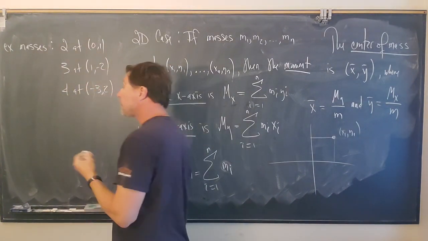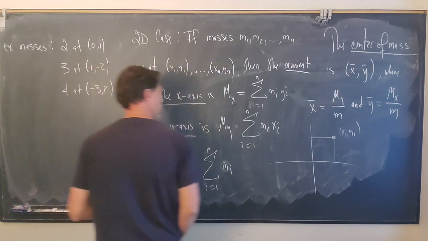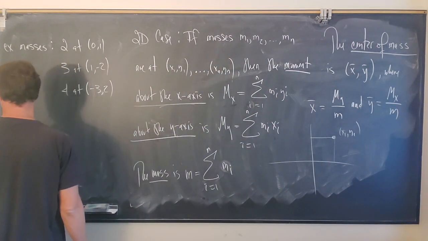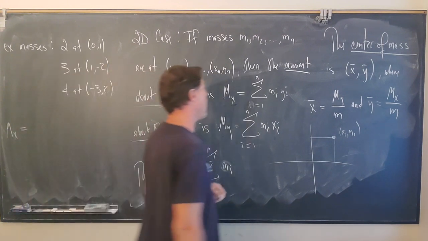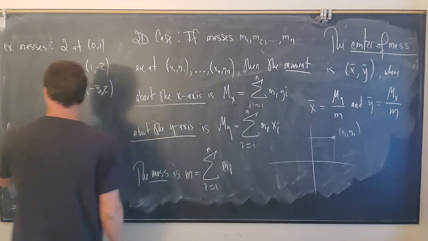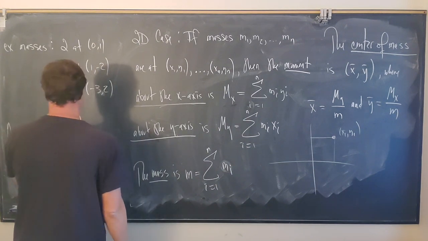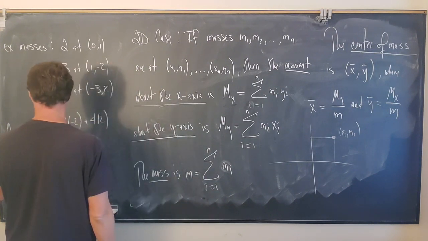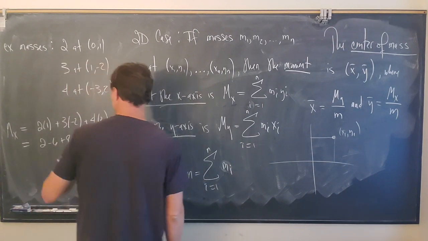And what we want to do is find the center of mass, and so we need to compute some moments and the mass. So first, let's compute m sub x. So m sub x is going to be the sum of the masses times the y coordinates. So it's going to be 2 times 1 plus 3 times minus 2 plus 4 times 2. So that comes out to be 2 minus 6 plus 8. And so that looks like 4.